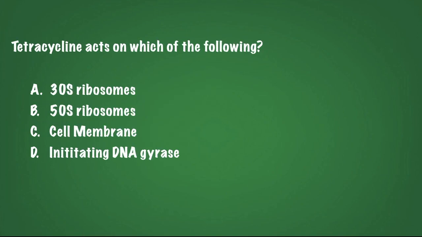Tetracycline acts on which of the following? 30S ribosomes, 50S ribosomes, cell membrane, initiating DNA gyrase. The correct answer is A. 30S ribosomes. Tetracyclines are bacteriostatic broad-spectrum antibiotics that reversibly bind to 30S ribosomal subunits, thereby inhibiting bacterial protein synthesis.